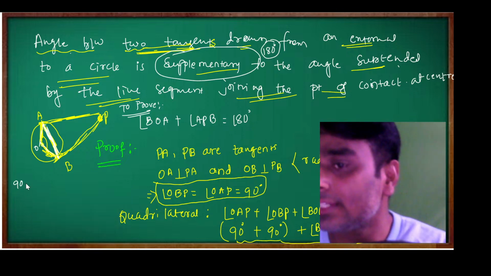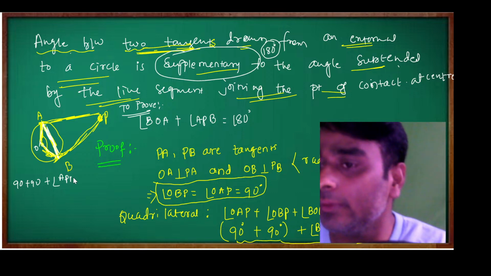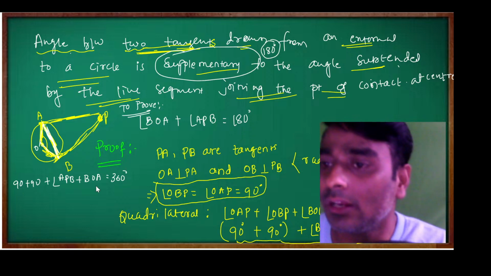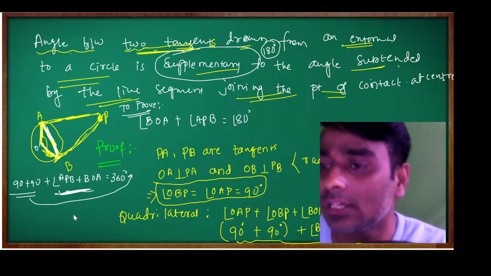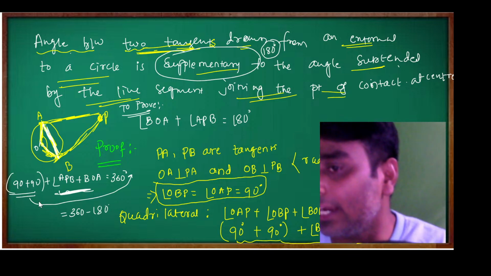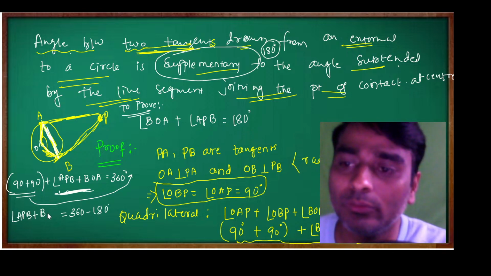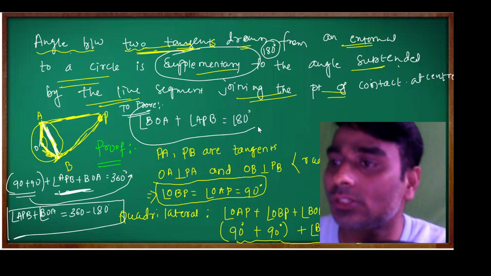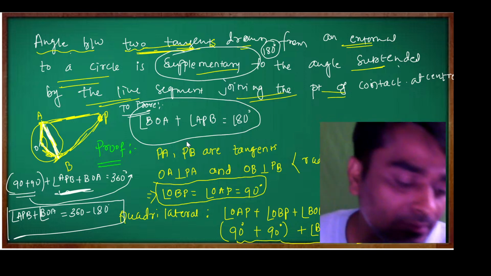So I have two angles, 90 plus 90, first two angles. Then the remaining angles are APB plus BOA equal to 360. Now these you keep as they are, you can't do anything. These two numbers you add and shift here. So you will have to subtract, right? 360 minus 180. How 180? 90 plus 90 is 180. The remaining angles are APB plus BOA, and this is what they asked you to prove. Look at this: to prove BOA plus APB is equal to 180 degrees.